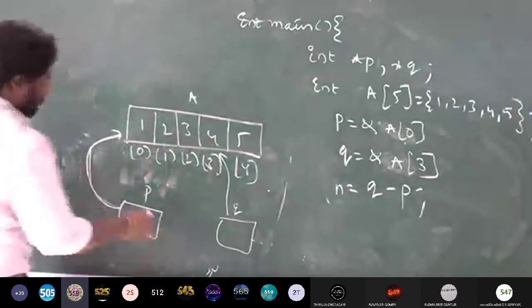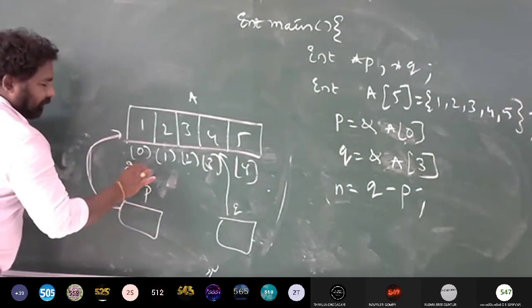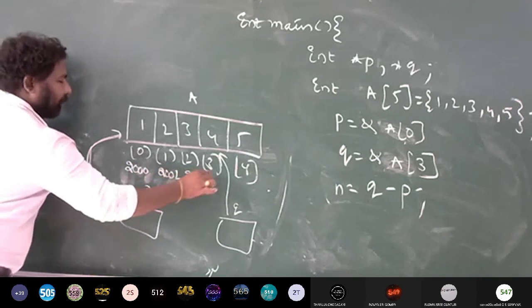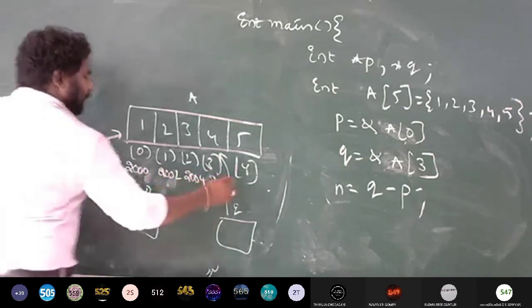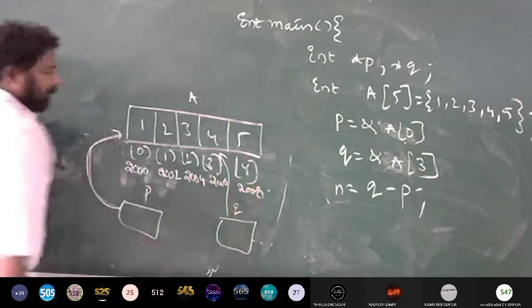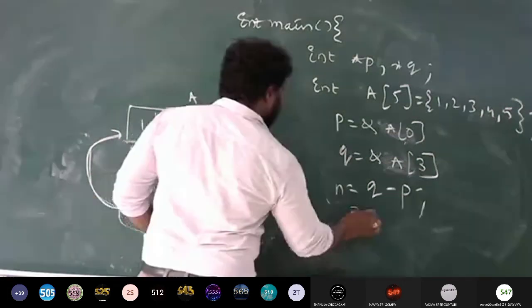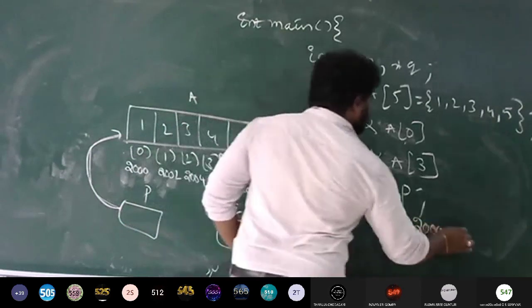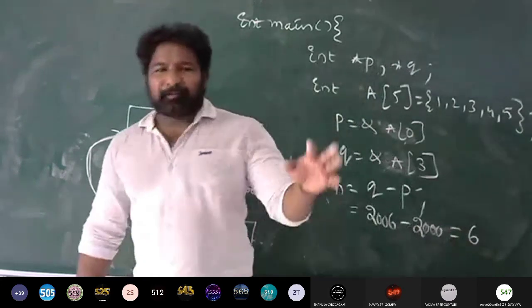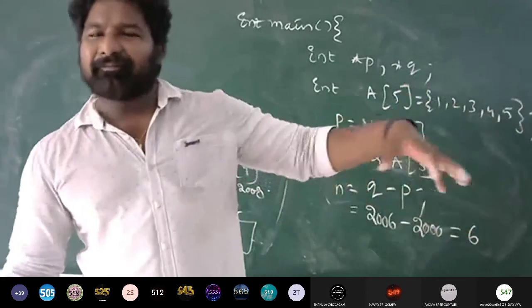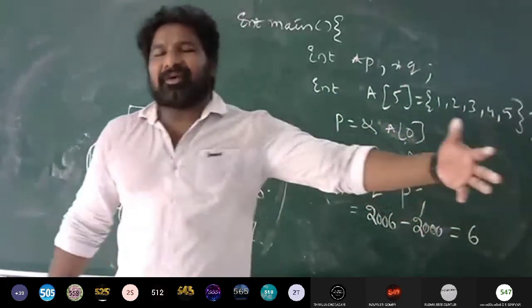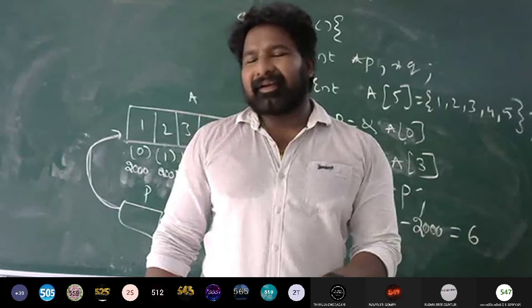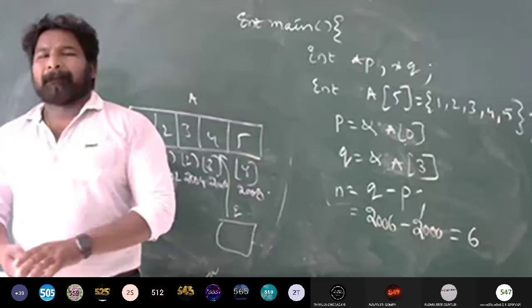If the addresses are something like this, if this address is 2000, the address of this one is 2002, and this one is 2004, and this one is 2006, and this one is 2008. So when I say q minus p, it means 2006 minus 2000, which is nothing but 6. Then I can say the pointer p is 6 bytes away from q. So it sounds like there is a sense in that. That's a reasonable relation between q and p, right? Yes, sir.